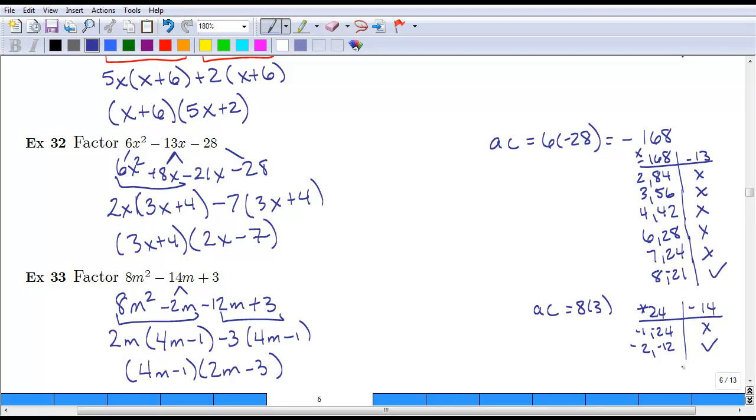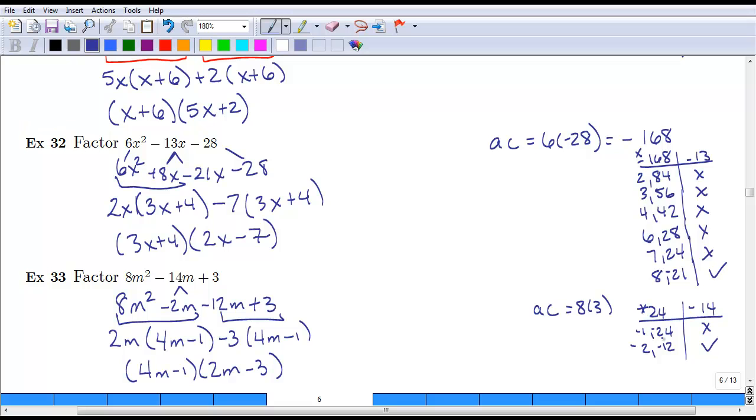So for this example, if you went through and found AC, 8 times 3 is 24, and you need the middle term to add to be negative 14. Again, you didn't have to try too many here. Negative 1 and negative 24 is not going to work, but negative 2 and negative 12 will. So that's what you split your negative 14 into, and again, it doesn't matter which order. It's possible you put them in opposite order, and that's fine.